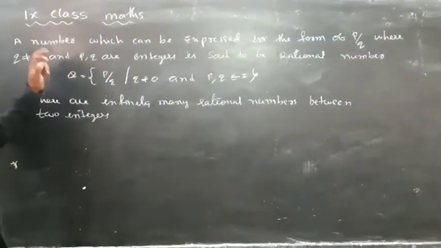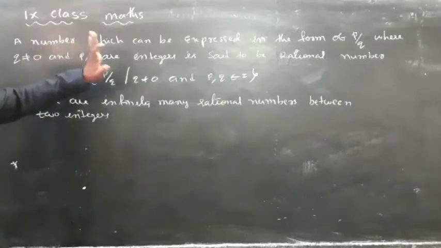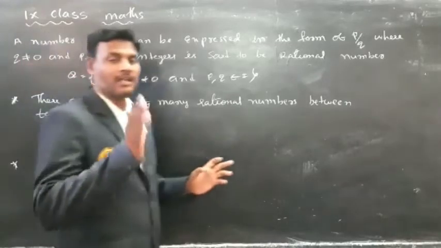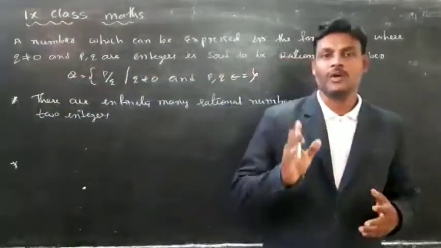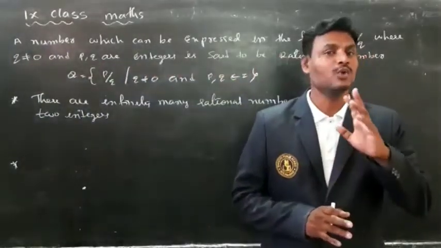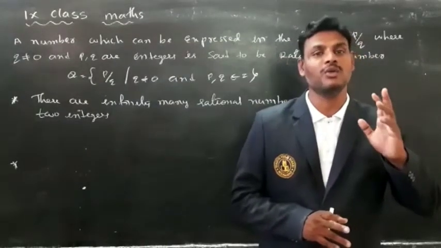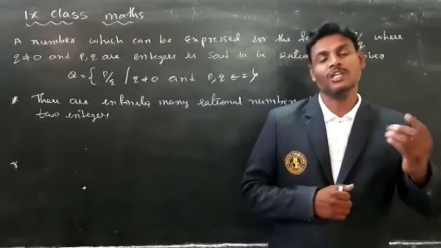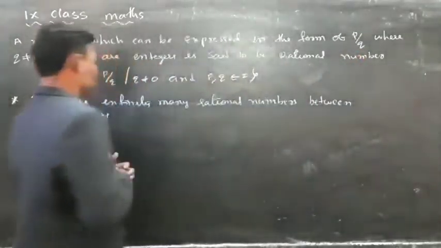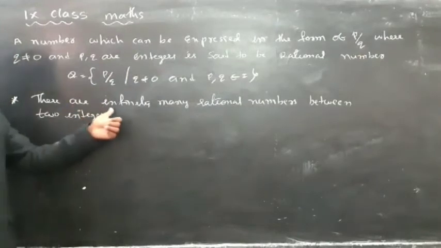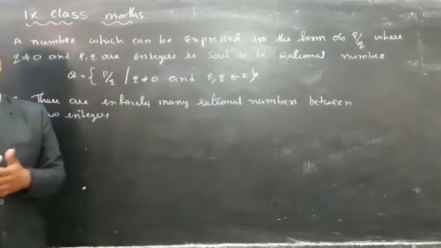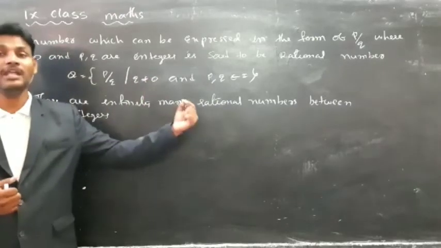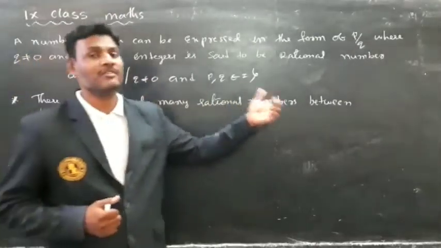What is the definition here? A number which can be expressed in the form of p by q, where q is not equal to 0 and p, q are integers, is called a rational number. Already we know the definition. Here there are infinitely many rational numbers between two integers.